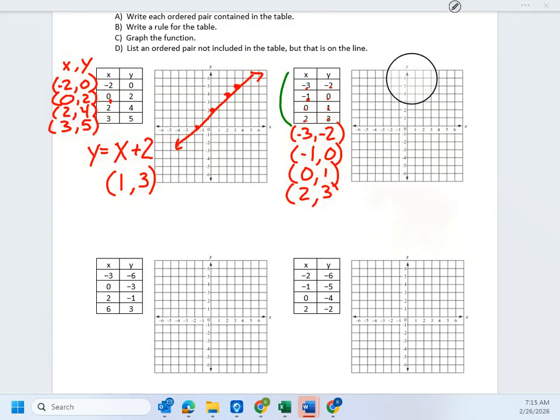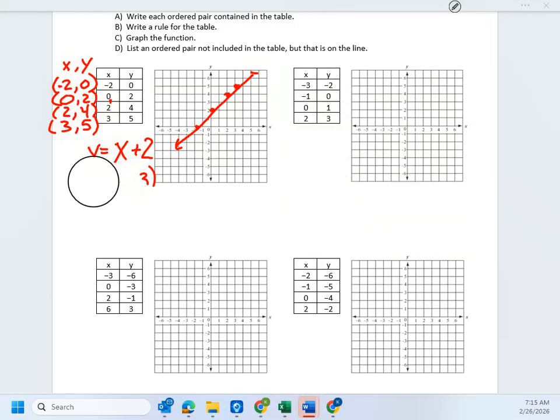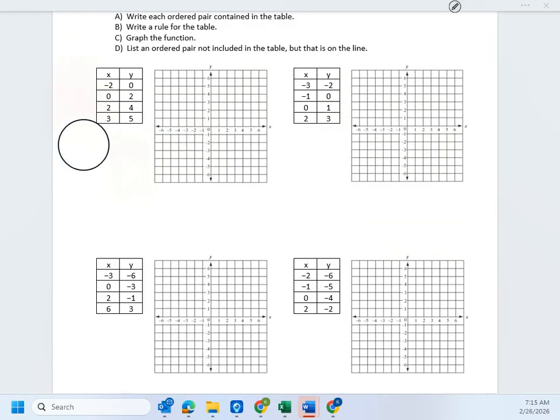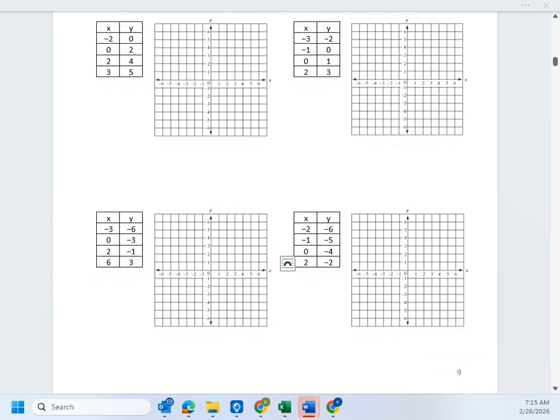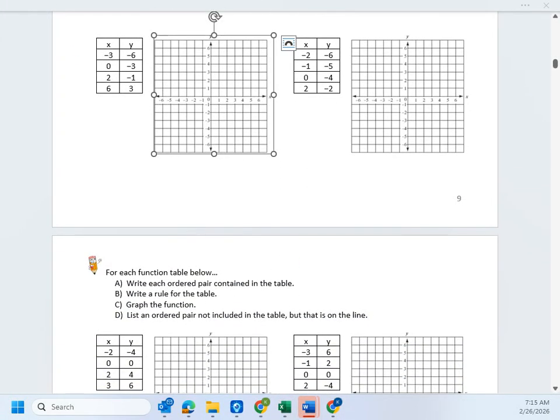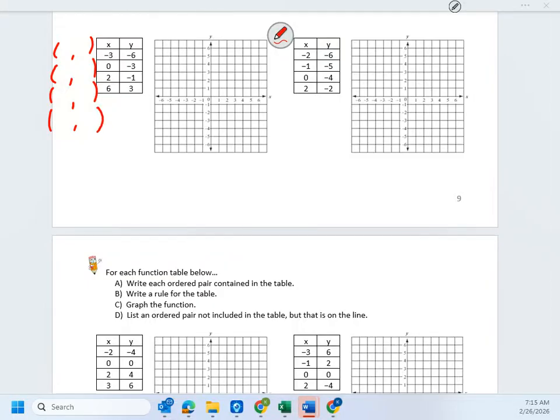So let's look at the bottom of this page. We have -3, -6, 0, -3, 2, -1, 6, 3. So you're going to write out your ordered pairs. There are 4 in the function table, so you need to have all 4 listed.